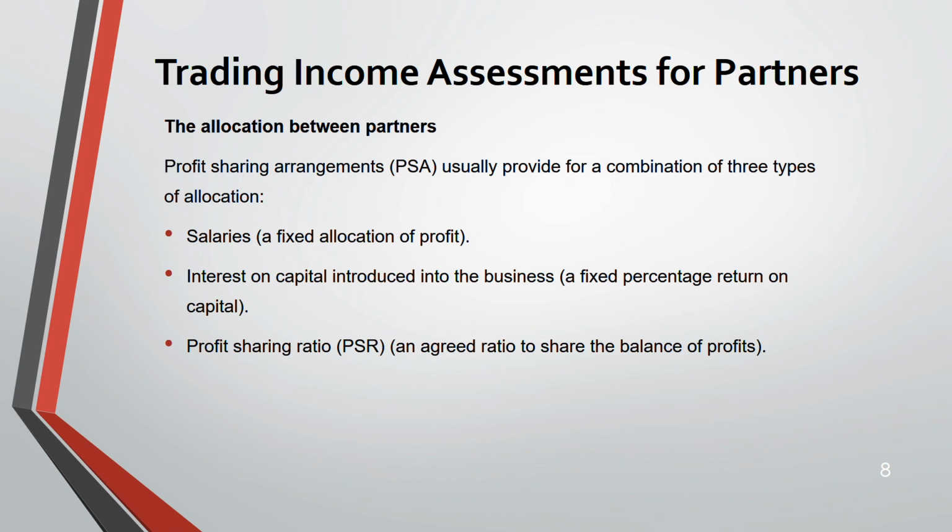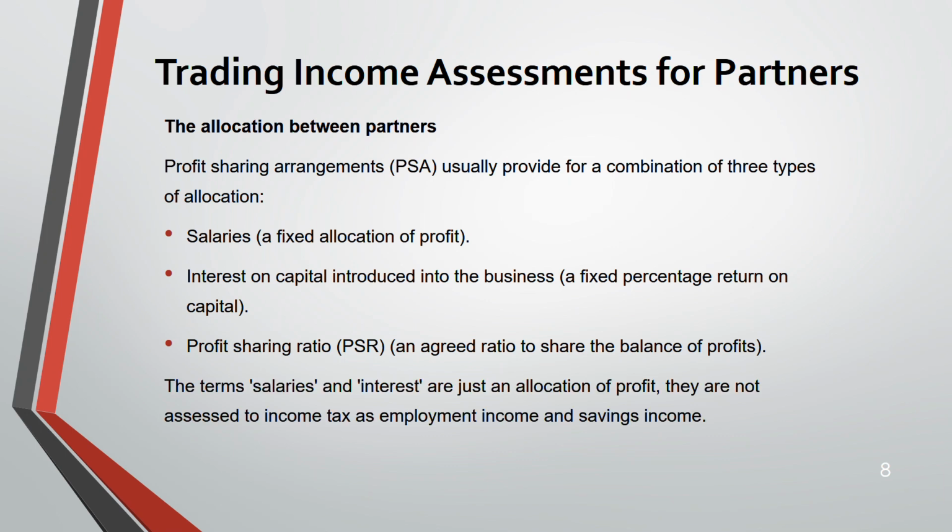Then the profit sharing ratio. Each of you must have agreed to a ratio. Now, remember, the terms salaries and interest are just an allocation of profit. They are not expenses. Therefore, they are not assessed to income tax as employment income or savings income.